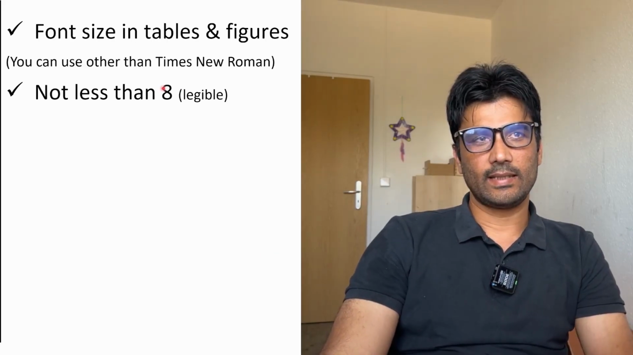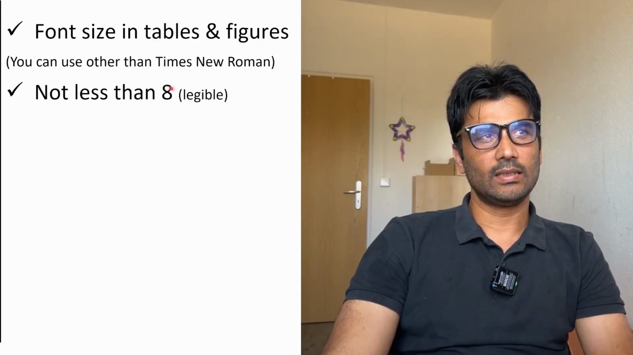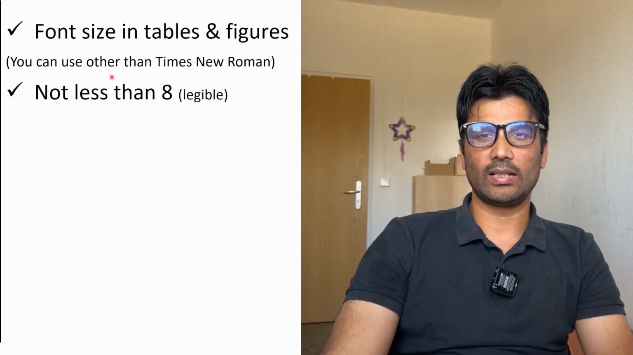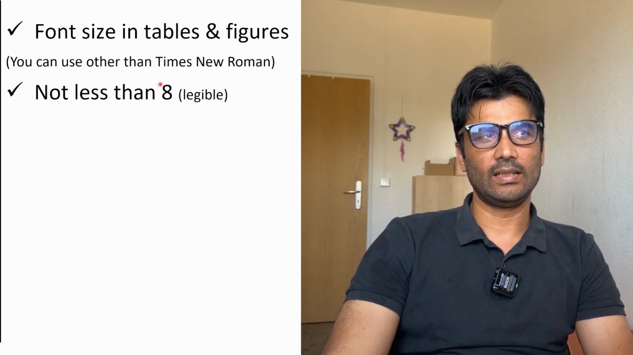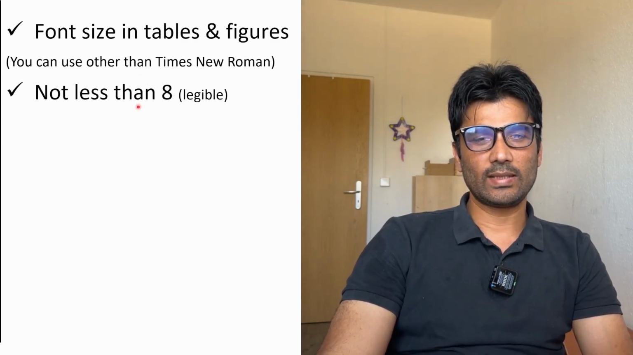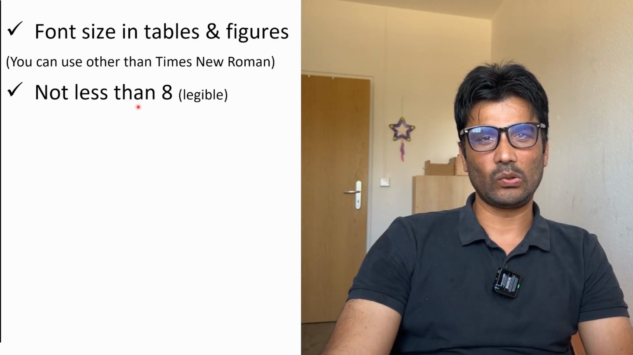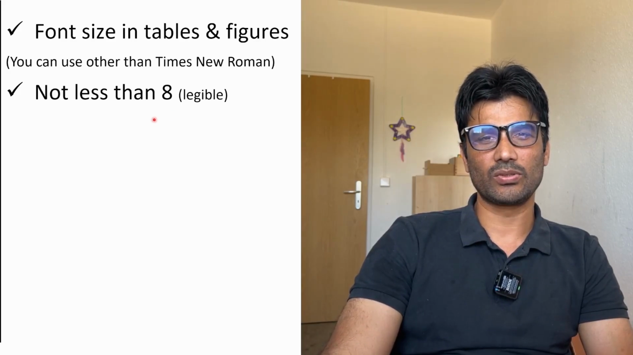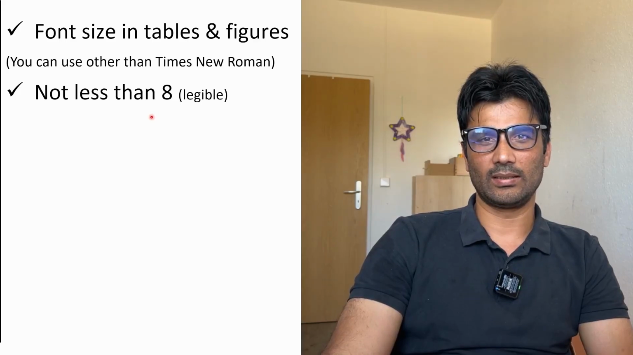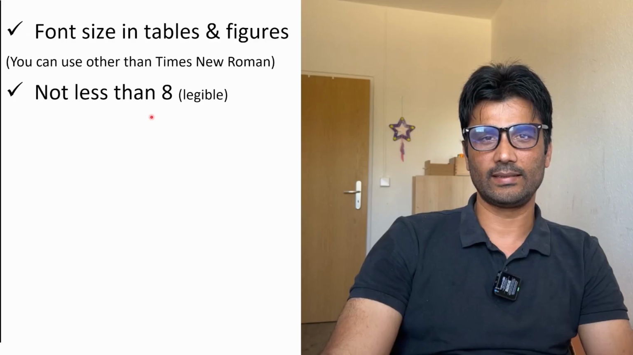Again, for font size in the tables and figures, you can use fonts other than Times New Roman. For example, I used Arial, and if you're using Arial, I think you can go as minimum to 7.5, but not less than that. I think 8 would be the most suitable one, because if you print it out, you can check it. It is easily readable.